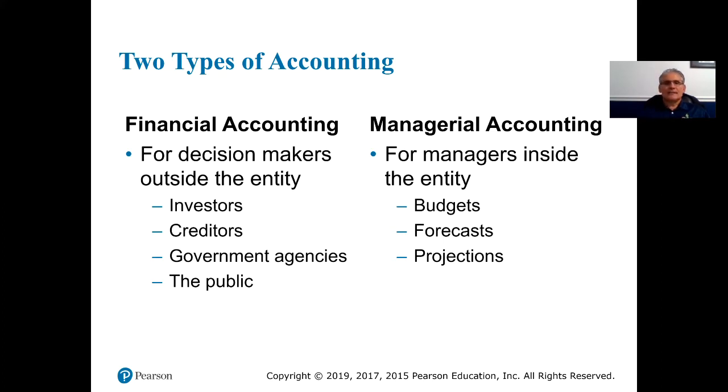And when you look at these three items that are listed, you can almost immediately see the difference. Budgets, forecasts, and projections are all about the future. That's managerial accounting. Financial accounting, what we're learning in this class, is really about historical information. It's about taking what has already occurred in the past and presenting it in a way that people can make decisions. So financial accounting is the past, managerial accounting is the present and future.